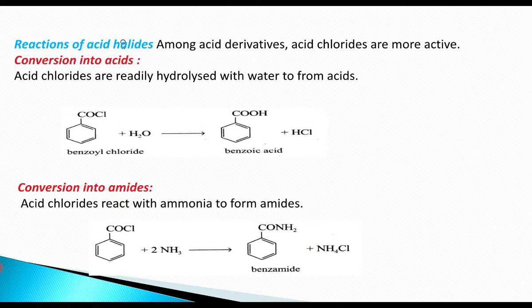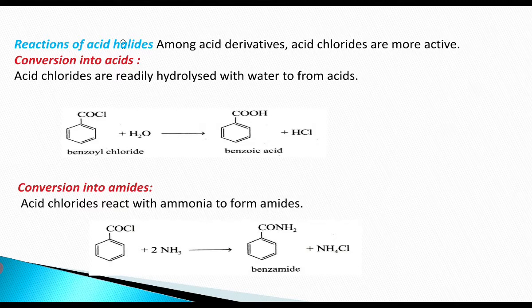Next, till now we have seen the preparation of these acid derivatives. Let us see the reactions of these acid derivatives. First, reactions of acid halides. Among acid derivatives, acid chlorides or acid halides are found to be more active. For example, conversion into acids.